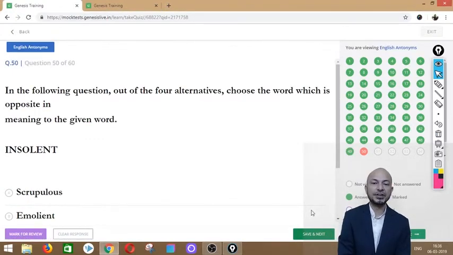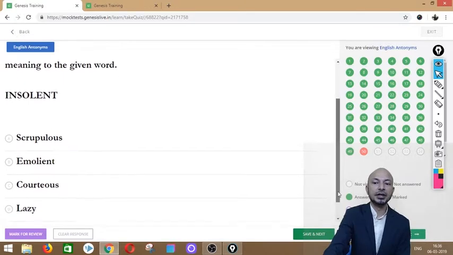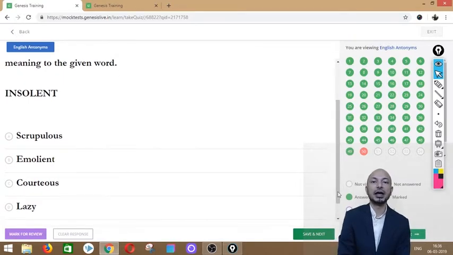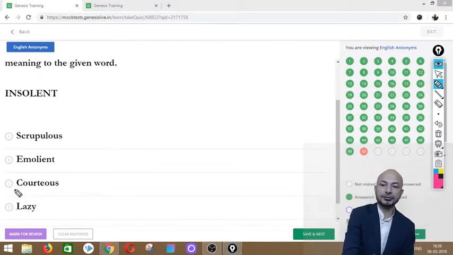We come to question number 50, and the word is insolent. And let's look at the options they've given: scrupulous, emollient, courteous, and lazy. And the correct option is option C, which says courteous.